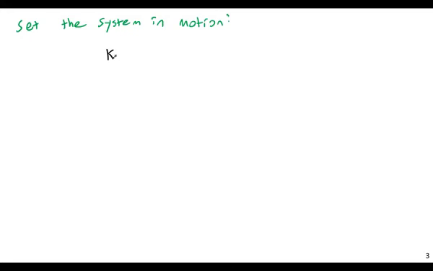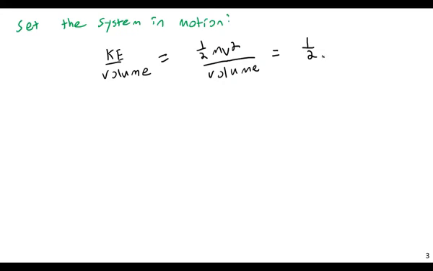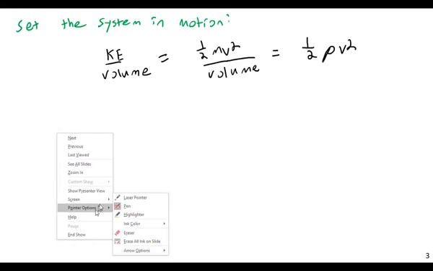Well, KE per volume. I know that KE is 1/2 mv squared divided by volume. And hey, mass over volume, again, this is just density. So we could also say KE per volume is 1/2 rho v squared. So now we see that we can also express motion as a unit quantity.